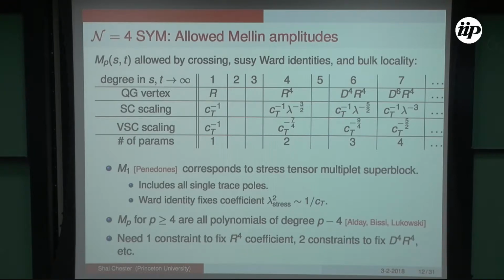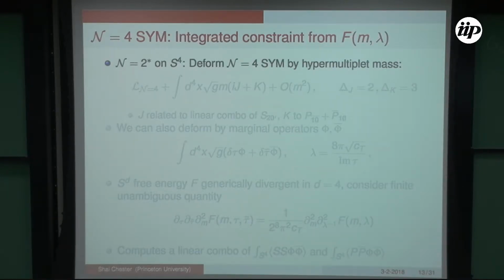So now we've just discussed general holographic theories. Now we're going to move on specifically to N equals 4 super Yang-Mills, using localization in order to actually fix these coefficients to get these higher derivative terms. So the localization quantity we're going to use is the massive free energy.